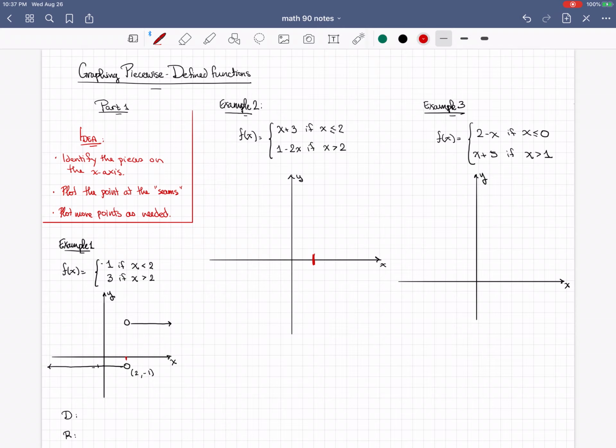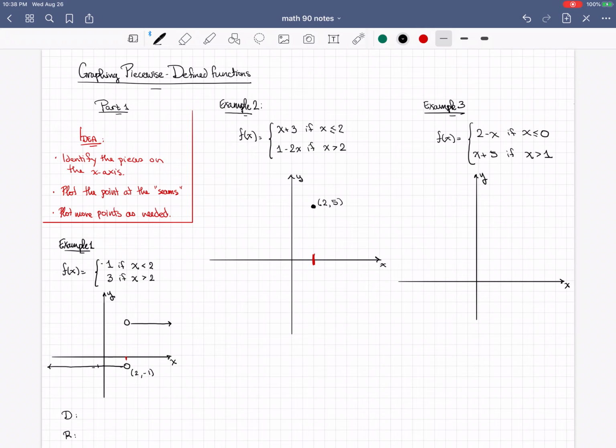Now, let's plot the point at the seam. The top piece is x plus 3. 2 plus 3 is 5. 1, 2, 3, 4, 5. Now see how here it says if x is less than or equal to 2. So that actually means that at 2, this function behaves like x plus 3. So to indicate that, we put a filled in point at 2, 5.